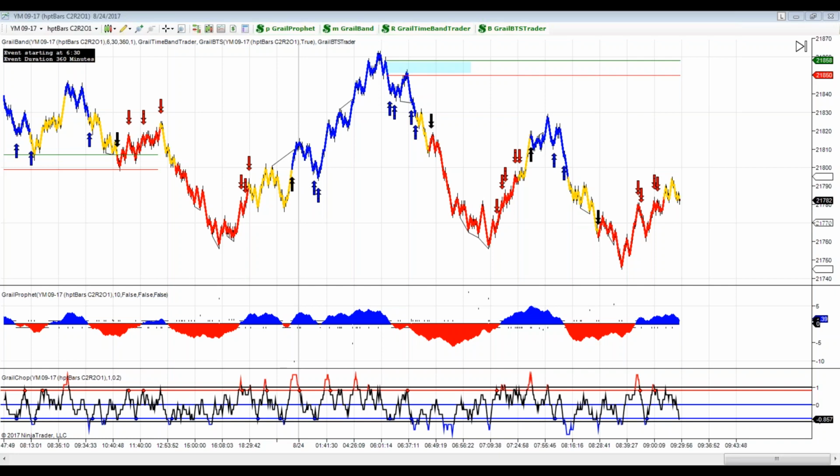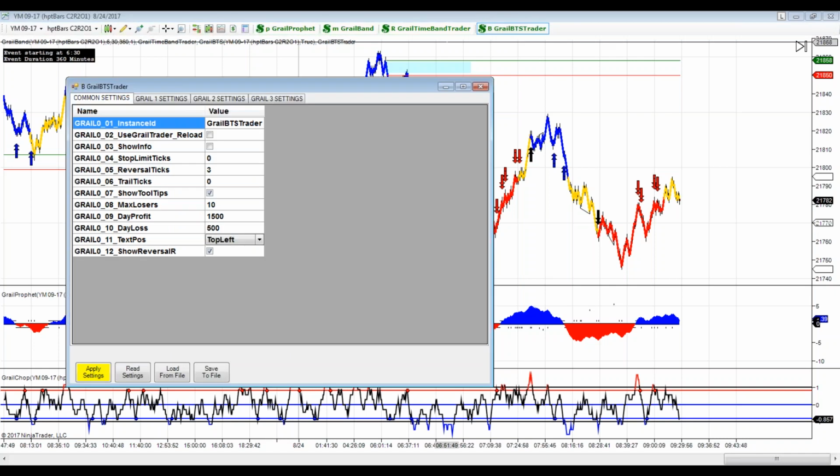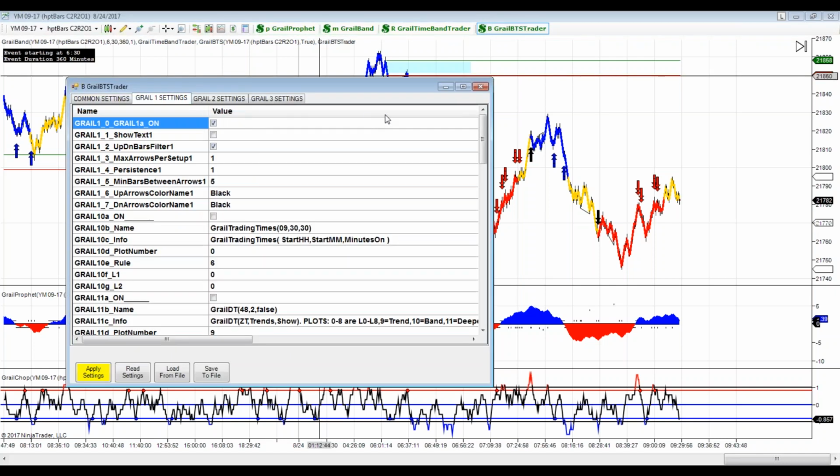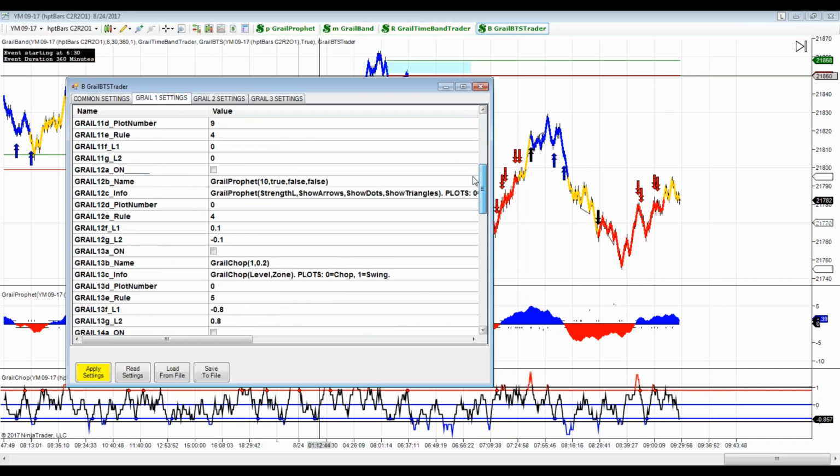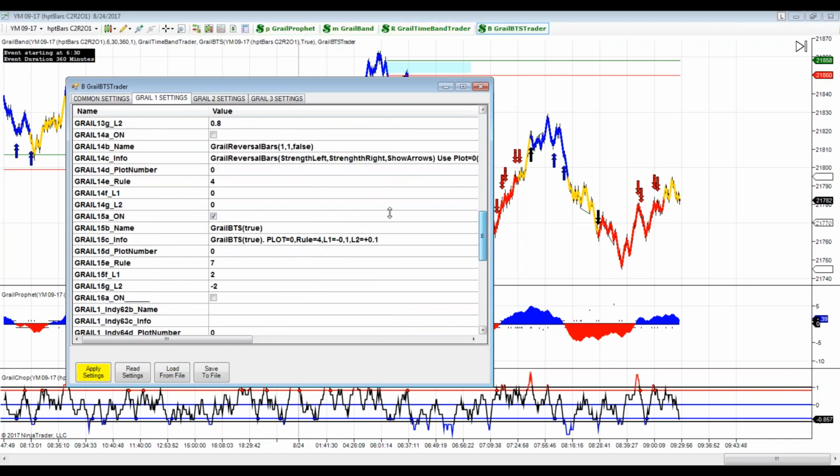So here's the issue now. This is running the BTS. Okay. And this is the standard BTS. So the BTS trader does what? Under BTS 1, it is trading the BTS, just like we had in the Grail band time trader. If it's blue, it's signaling a long. If it's red, it's signaling a short.